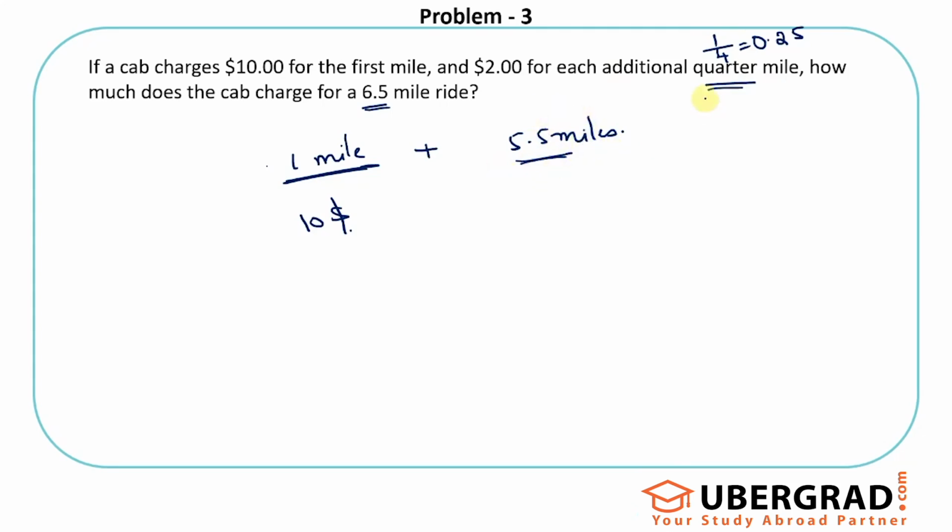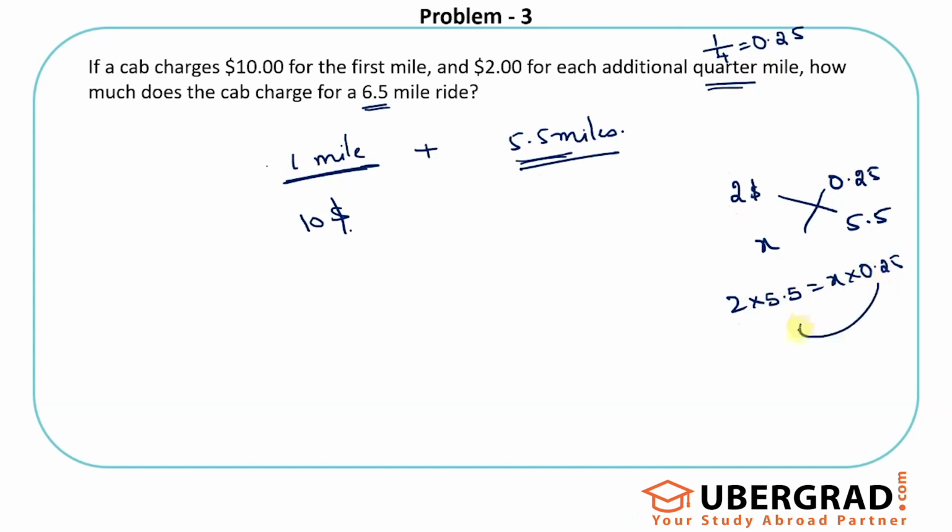There are a lot of ways to do this. Let me make it a bit simple. So it's as simple as that. Again, proportionality. If I have to pay $2 for 0.25, how much would I pay, X dollars, for 5.5 miles? Same proportionality logic. Just multiply: 2 into 5.5 is equal to X into 0.25. Send it to the denominator. 2 into 5.5 by 0.25 is equal to X.